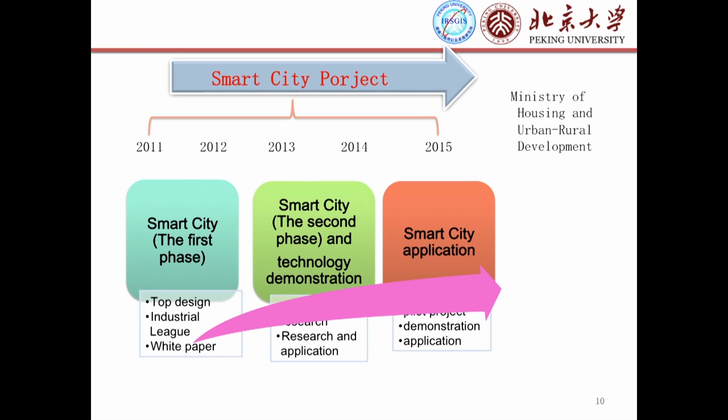Another very huge project about smart city has been proposed by the Ministry of Housing and Urban Rural Development since 2011. They have several stages. First, they make a top design of what a smart city in China is, then they make some technological demonstrations, and then some applications. Until now, this year is 2017, right? This project is continuing, but it's not very popular because they proposed another project called the characteristic city.